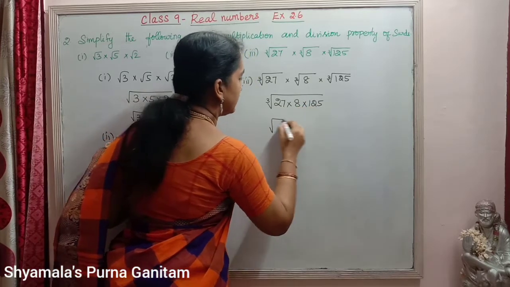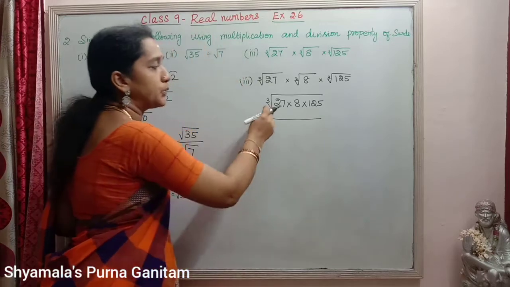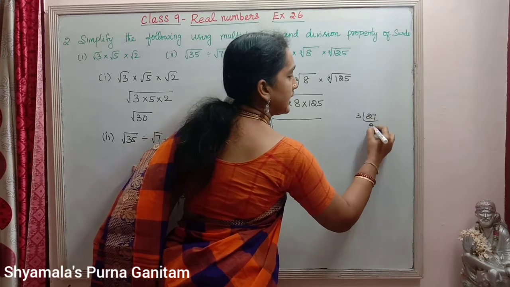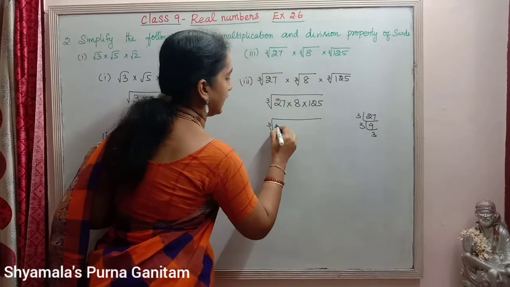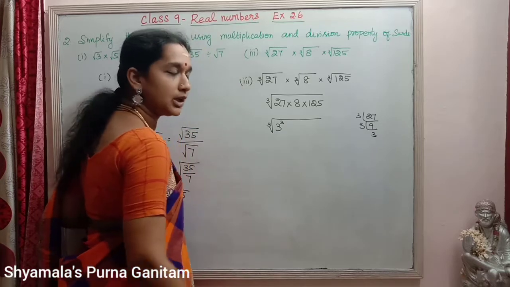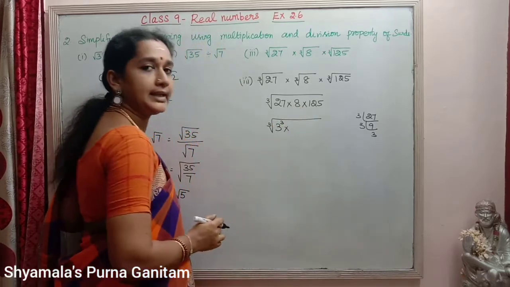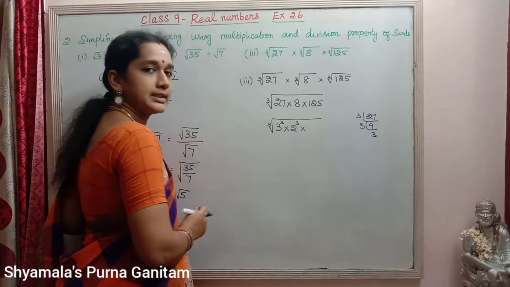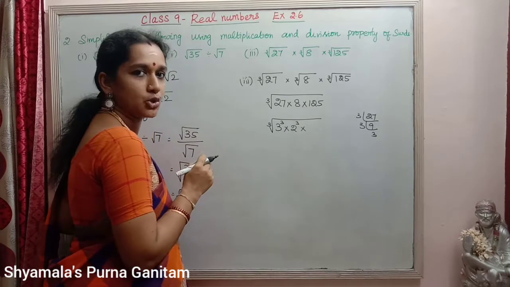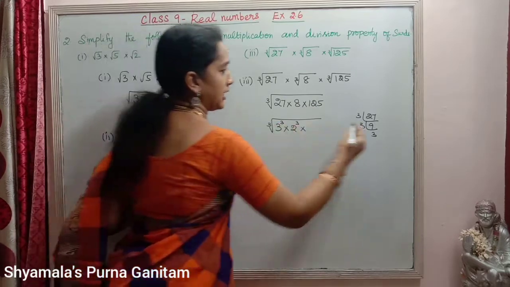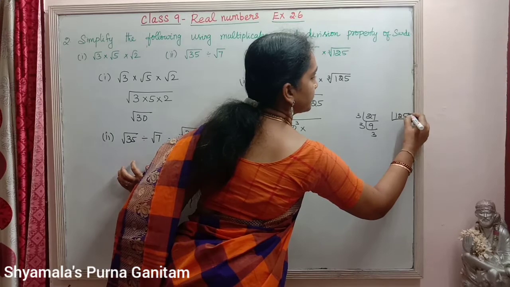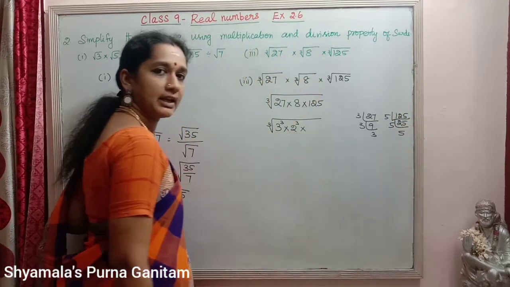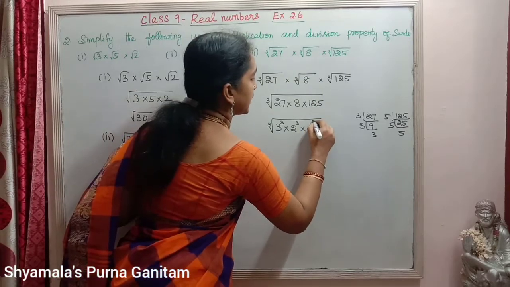Even this one we can write as follows. If we find the factors of 27, 3 9s are 27, 3 3s are 9, so we can write 27 as 3 cube. Same way we can write 8 as 2 cube, 2 into 2 into 2 is 8. Same way for 125 we can write 5 power 3. 125 is 5 2s are 10, 5 5s are 25, so like this we can write 5 cube.